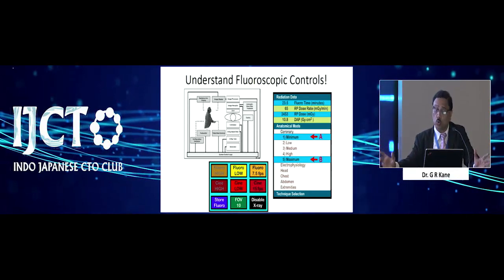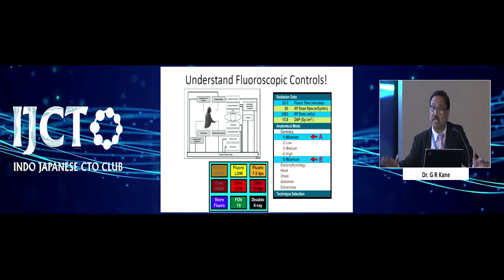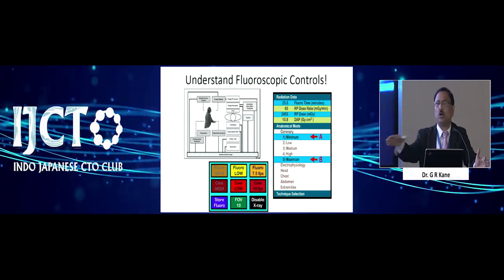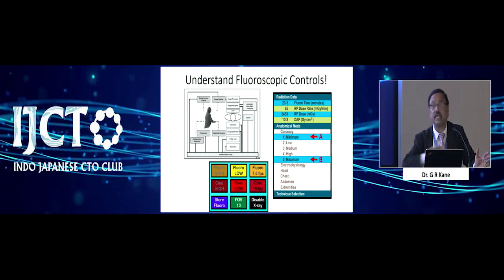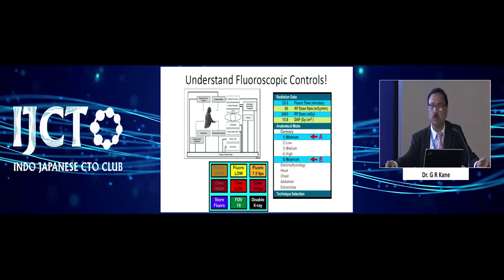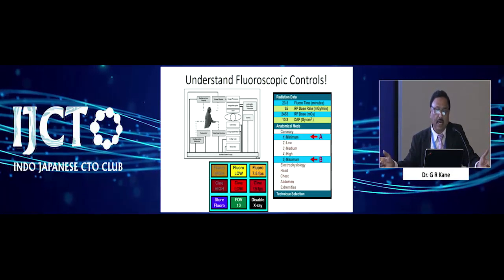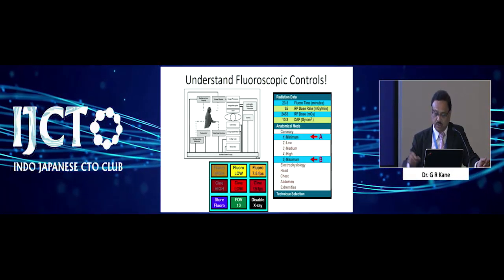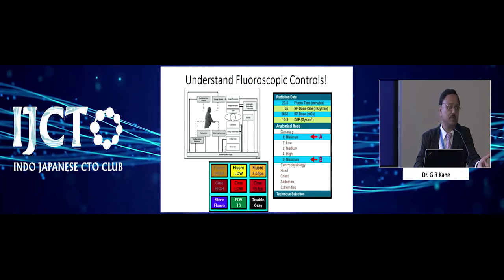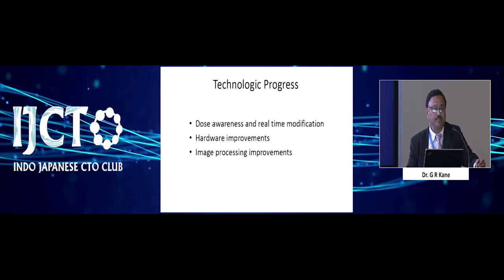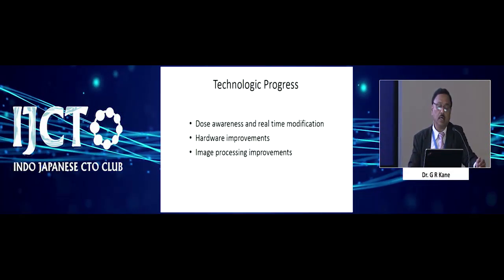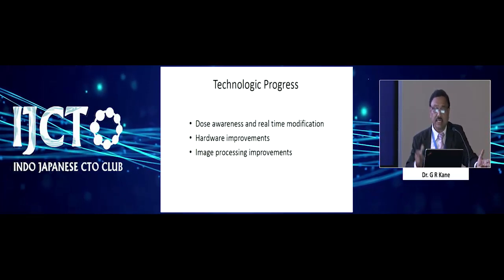Try to use the lowest fluoro. Use what is called pulse fluoro, which gives you pulses of fluoro, not a continuous fluoro. Don't use cine as much as possible, maybe only at the end to document your final result. That is how you can probably reduce the dose to the patient and subsequently the dose to you and the other people. There are obviously technological progresses, dose awareness and real-time modification.